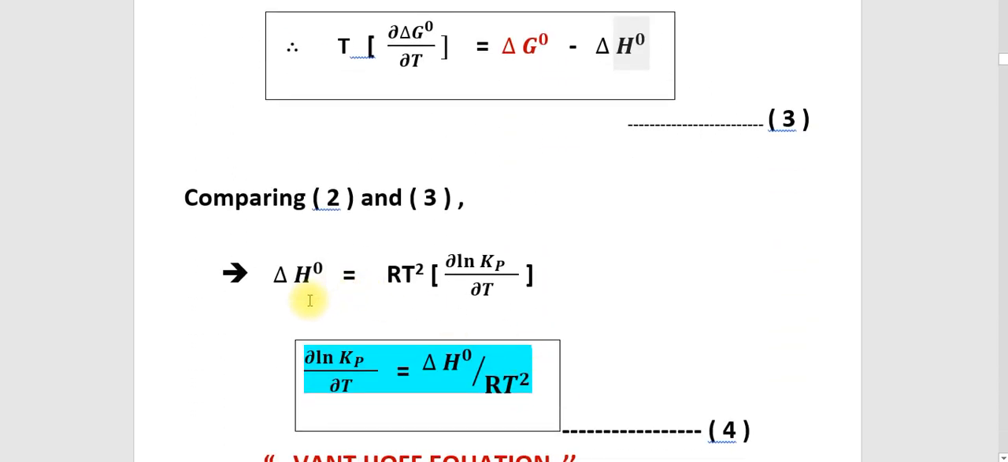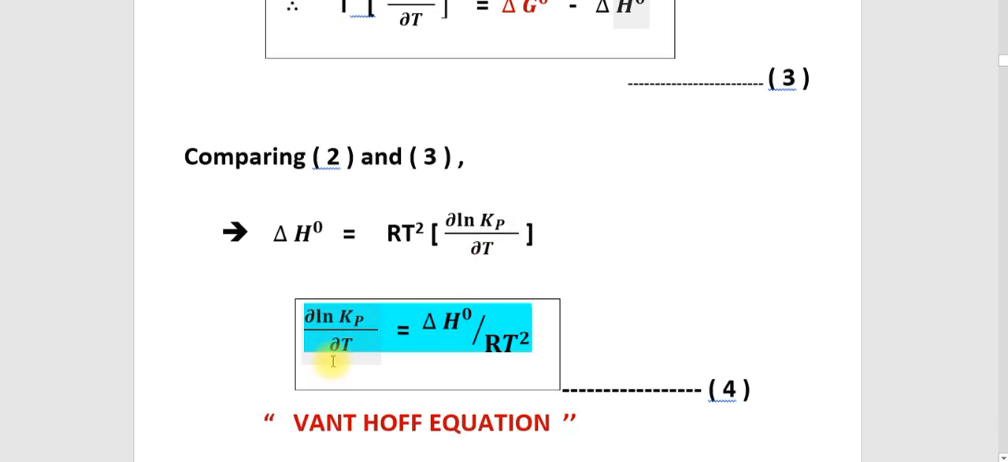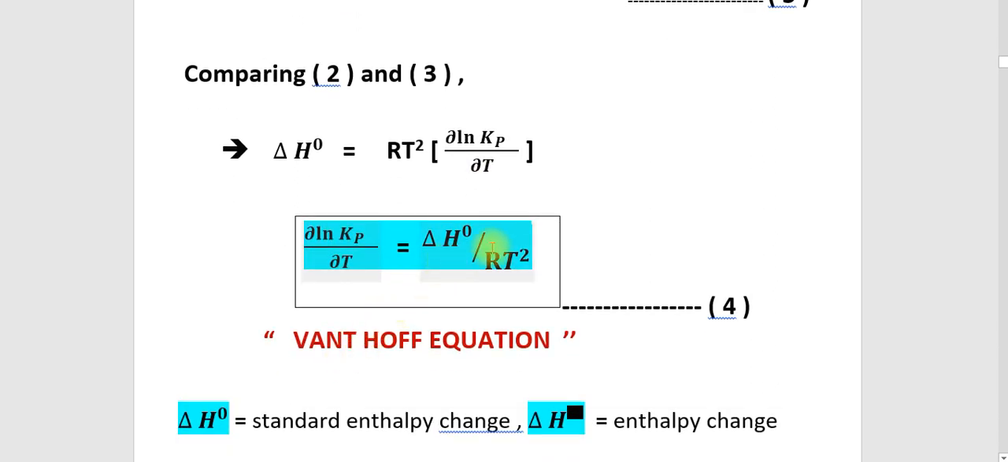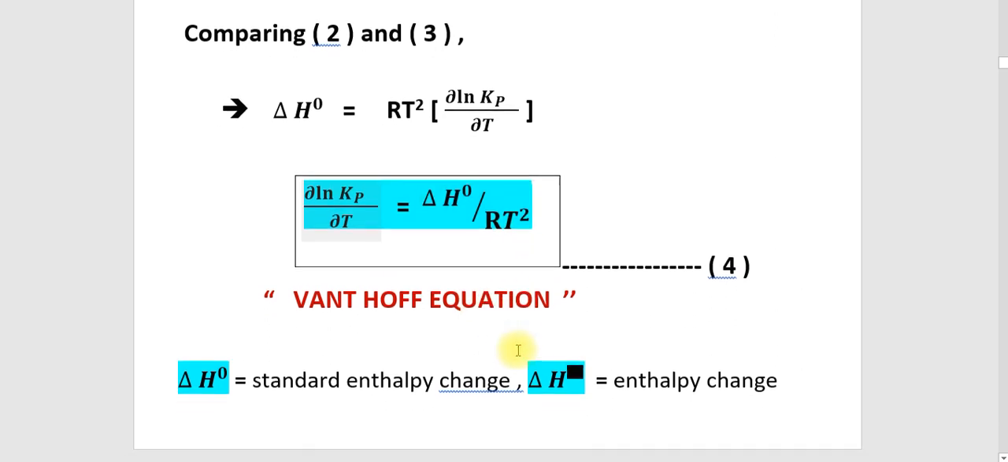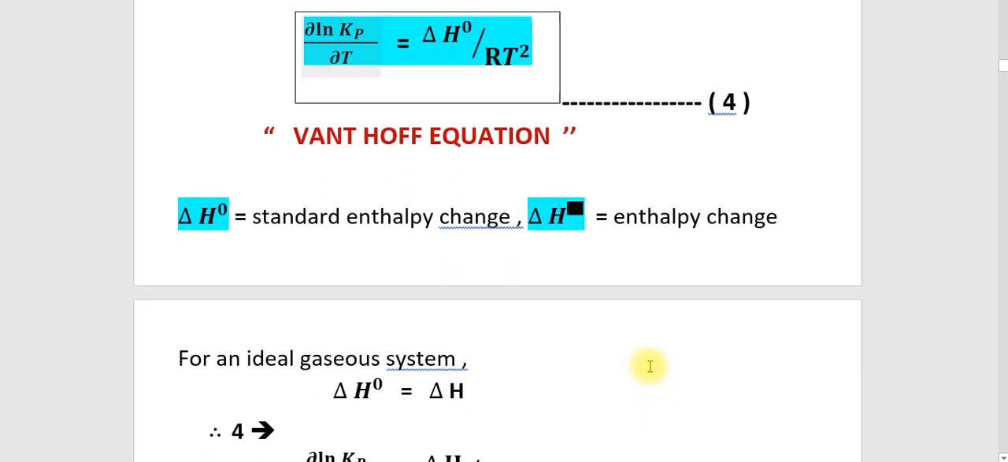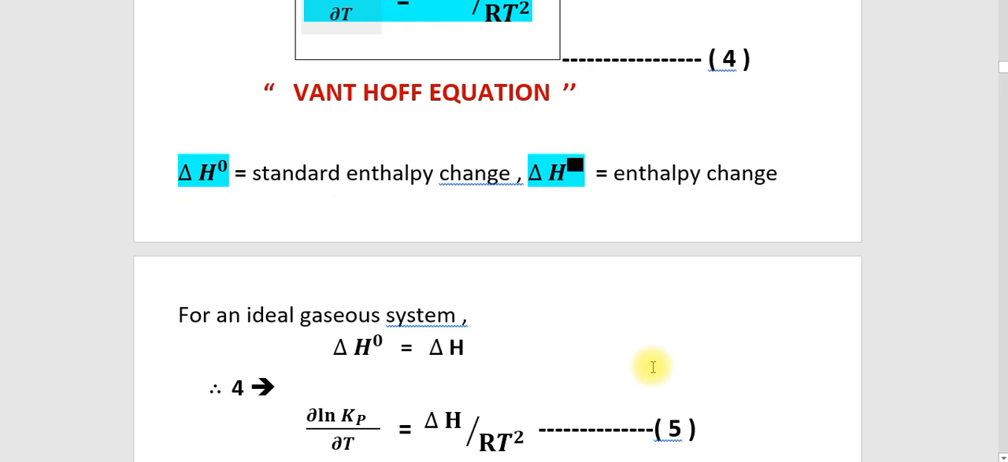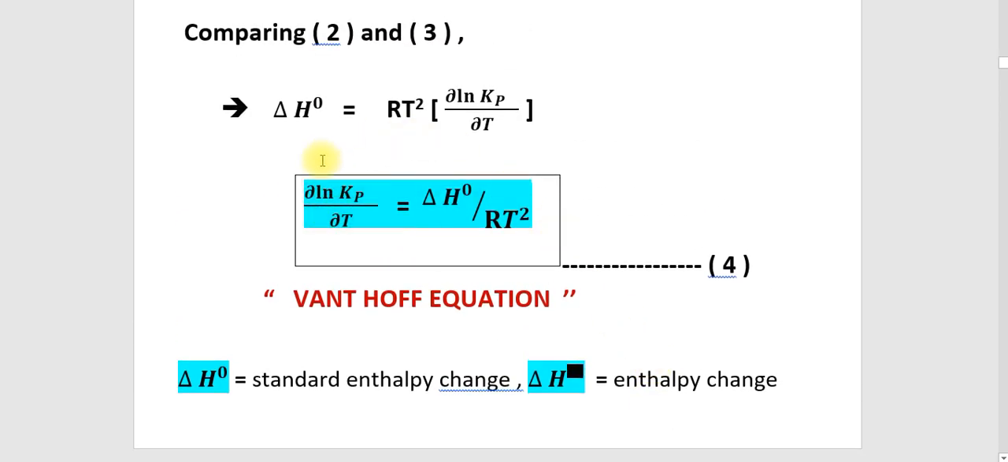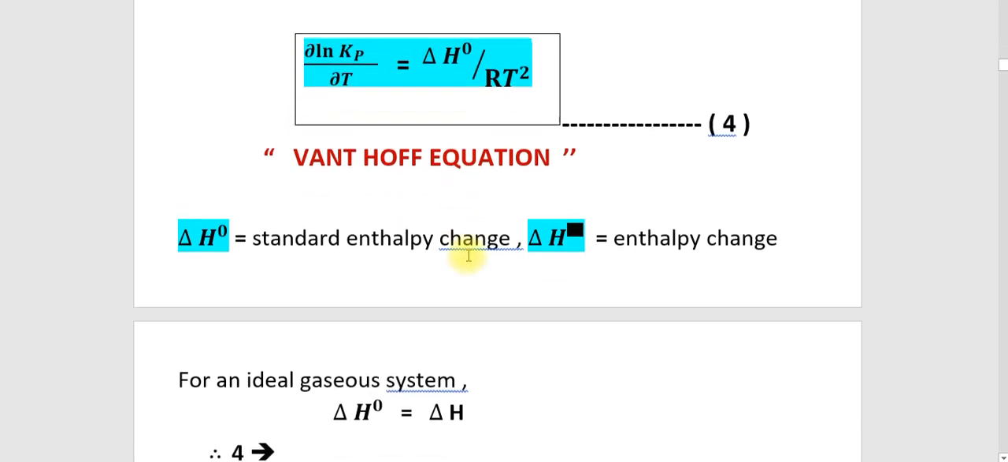So we will get delta H0 is equal to RT square dou ln Kp by dou T, where dou ln Kp by dou T is equal to delta H0 by RT square, which is a very important equation. Here delta H0 is the standard enthalpy change and delta H is the enthalpy change. We write H0 to show that it is a standard condition. This is an important equation. Remember it well: dou ln Kp by dou T is equal to delta H0 by RT square.